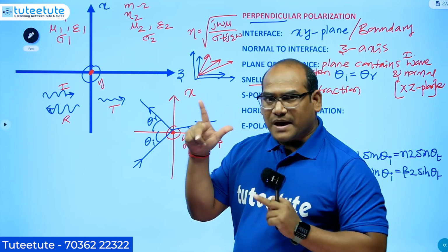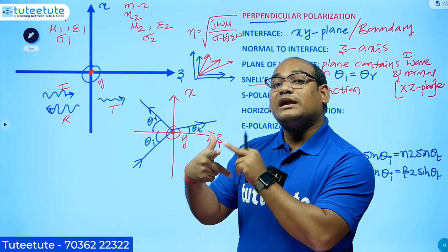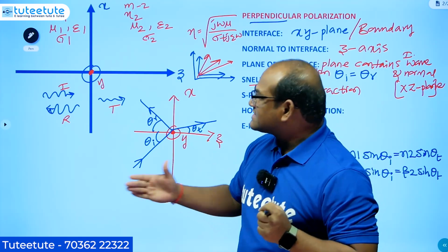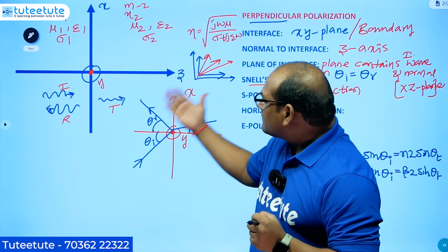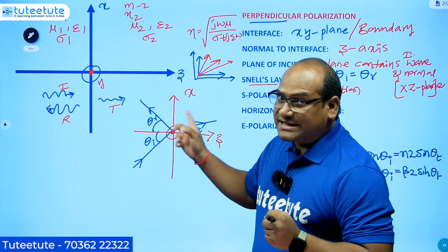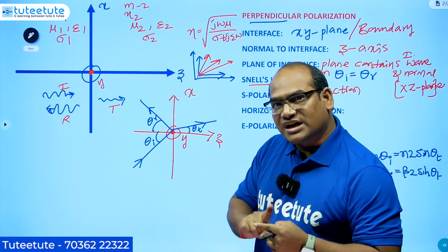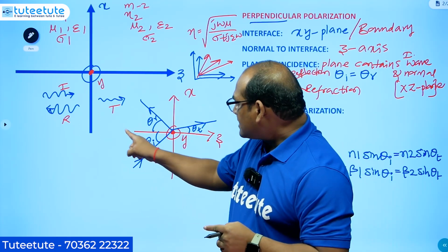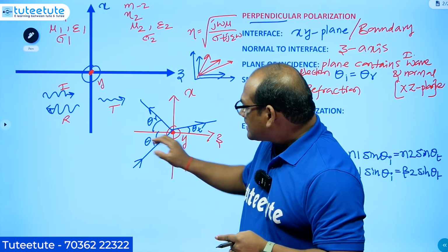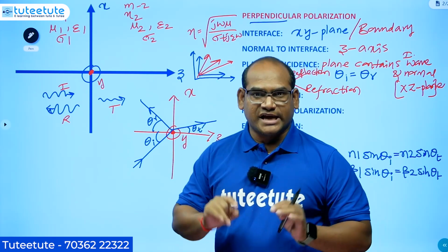So these three must be perpendicular to each other, and this electric field should be perpendicular to the plane of incidence. Previously I told that this is a screen. Now the exact definition: what is the plane of incidence here? That is the XZ plane. Already I have given that one. What is the plane of incidence? The plane which contains the normal to the interface and the incident wave. That means this plane is the plane of incidence, that is the XZ plane in our case now.